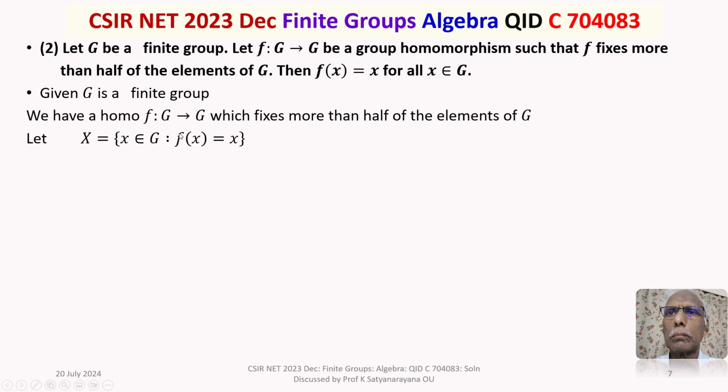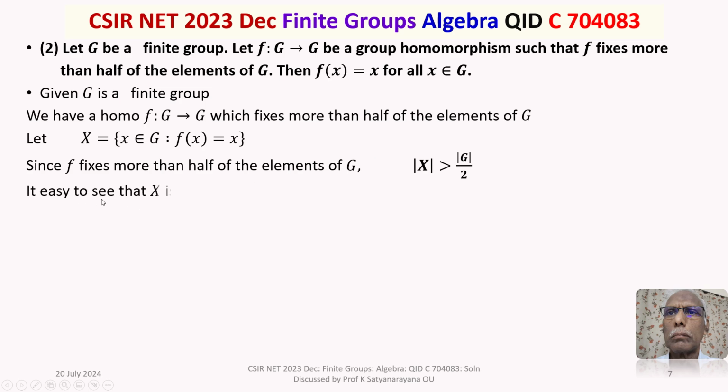Why? Because phi of E is equal to E. It fixes E, so X is not empty. And X is a non-empty subset of G, and trivially X is a subgroup of G. Since f fixes more than half of the elements of G, what will be the order of X? Order of X will be greater than order of G by 2, because f fixes more than half of the elements of G. And it is easy to see that X is a subgroup of G.